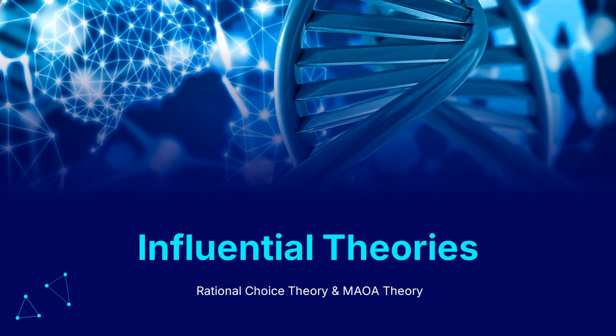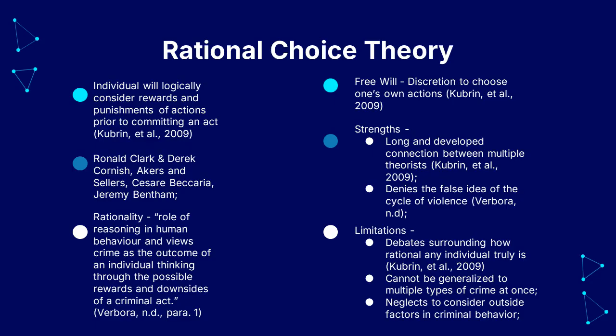Alright, so moving on to the influential theories. Related to FGG, there are rational choice theory and the MAOA theory. So, rational choice theory basically states that the individual will logically consider rewards and punishments of actions prior to committing an act. The main theorists in this are Ronald Clarke and Derek Cornish, Akers and Sellers, Cesare Beccaria, and Jeremy Bentham. And rationality, as defined by Verbora, basically says the role of reasoning in human behavior, and it views crime as the outcome of an individual thinking through the possible rewards and downsides of a criminal act.